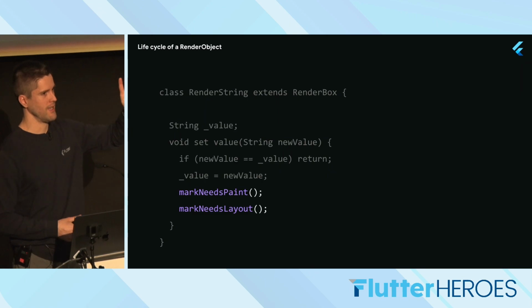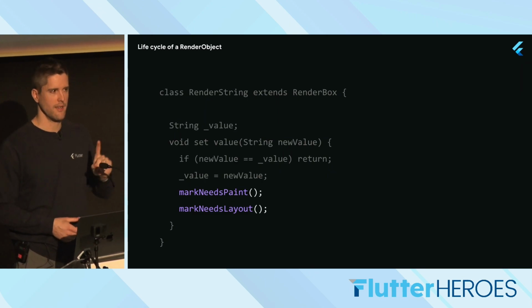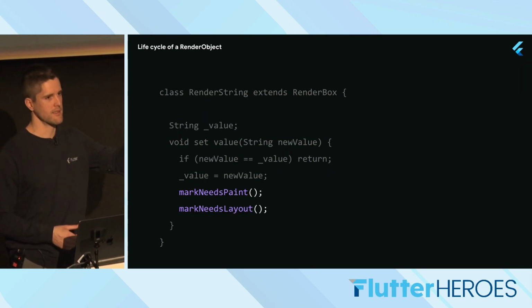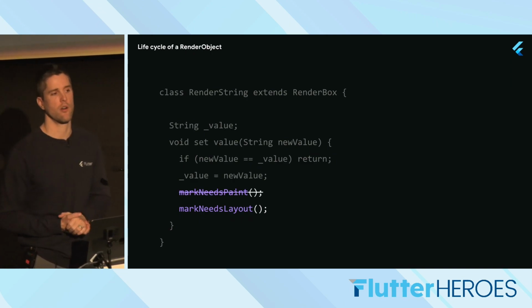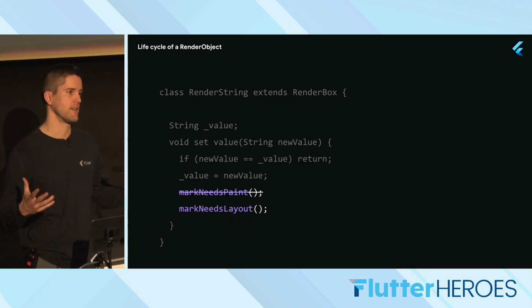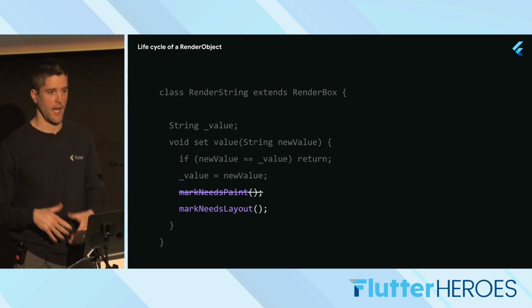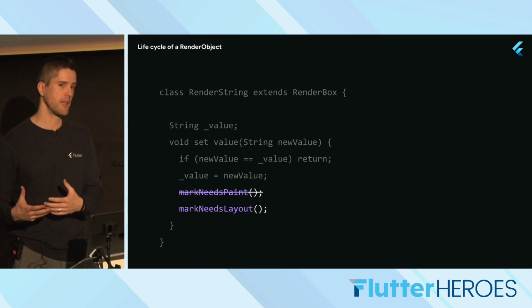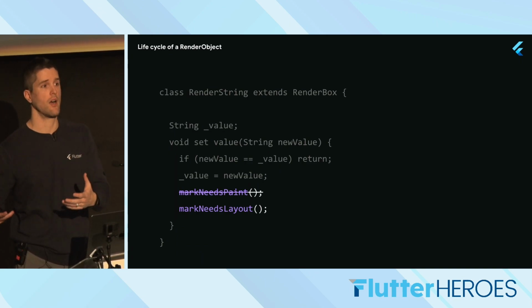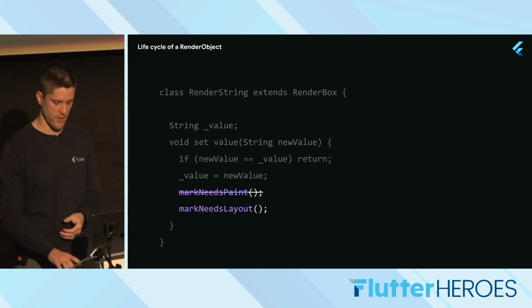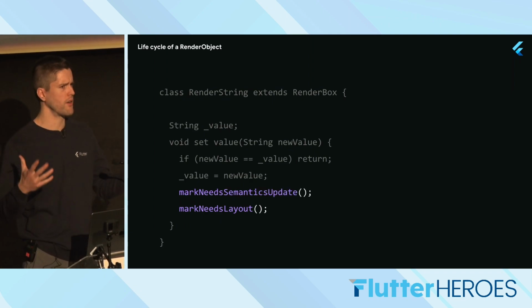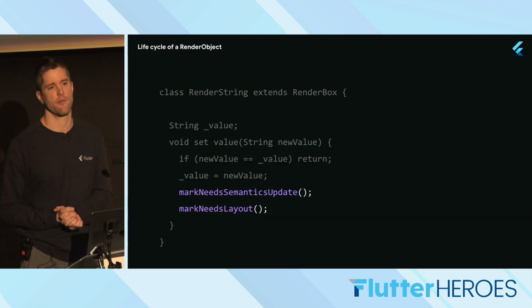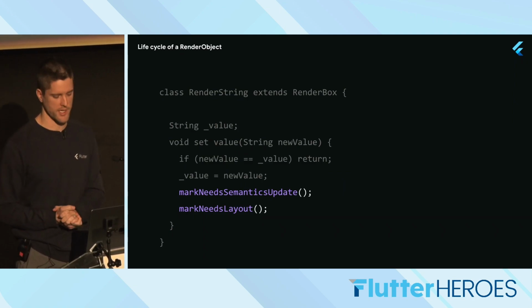But aha, the observant viewer says, mark needs layout implies mark needs paint. And that is true. So we can remove the spot where we called mark needs paint. It is completely redundant and unnecessary to actually call. And then the last thing is that a screen reader is probably going to have to be able to say aloud whatever this string value is. So we also need to call mark needs semantics update. And again, for more on all of this stuff, check out that first episode of the Flutter Build show on writing your own custom render object.